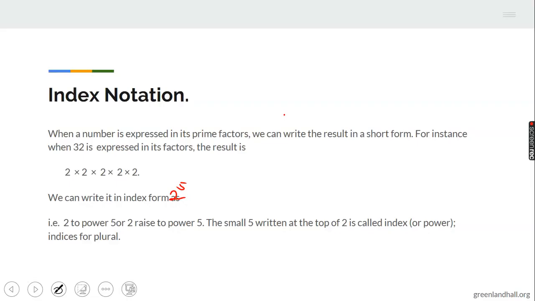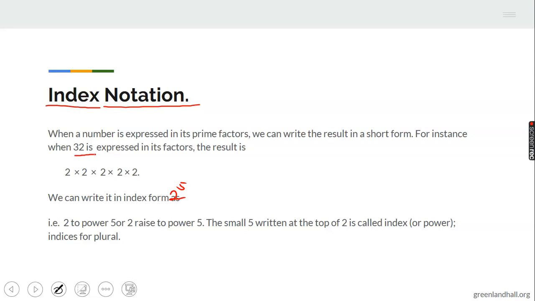What is index notation? Let me explain like this. When a number is expressed in its prime factors, you know prime factors, the numbers that you multiply to get a number, we can write the result in a short form. Look at this example that we have here. We have 32 and we want to express it in its prime factors. That is the smallest number that you cannot break, and you have to multiply to get this 32.